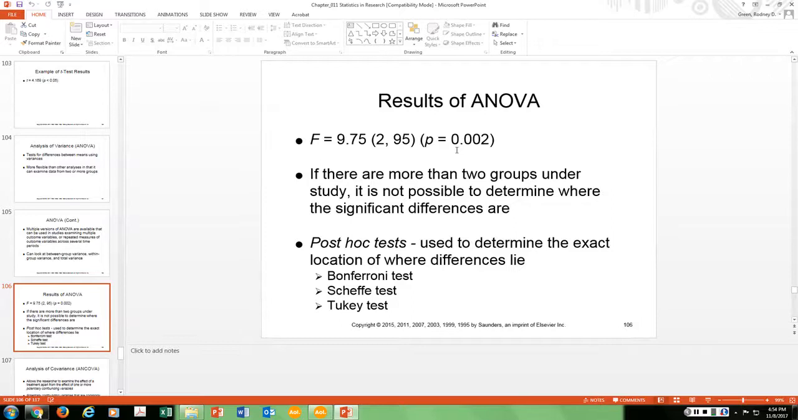P is equal to 0.002. Okay? If there are more than 2 groups under study, it is not possible to determine where the significant differences are. So then you have to do post hoc tests to examine the exact location of where the differences lie. And a Bonferroni test, Scheffé test, or Tukey test will do that.